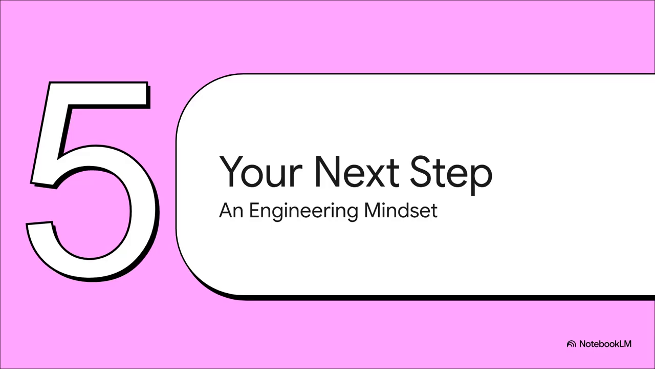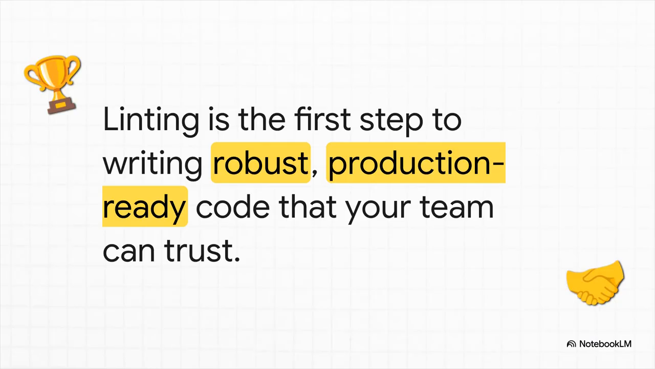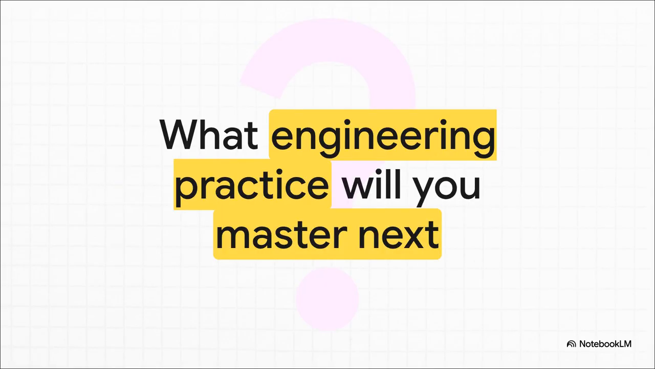Okay, let's pull back for a second and think about the big picture. What does all this mean for you as an engineer? Look, linting isn't a chore you have to get through. It's a mindset shift. It's the moment you start treating your code not just as a script that runs, but as a robust piece of engineering. This is the first real step you take on the path to writing production-ready code, code that your team and your customers can truly trust. Mastering a linter is a huge step. It's you planting a flag and saying, I'm not just an analyst anymore, I'm an engineer. It lays the foundation for everything else you're going to build. So the real question is, what engineering practice will you master next?